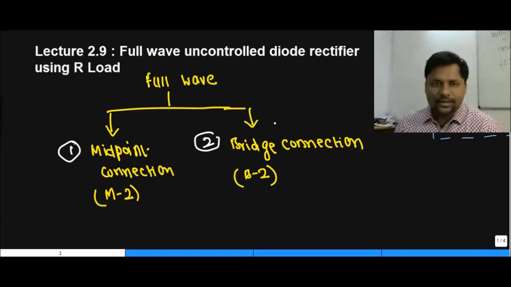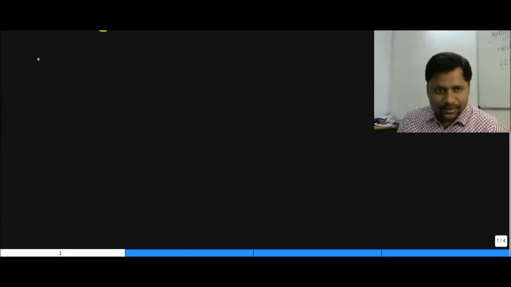Here now we are going to learn lecture number 2.9, called full wave uncontrolled diode rectifier using R load. In the full wave rectifier, we have two categories. The first category focuses on the midpoint connection and different types of loads. The second category focuses on the bridge connection having different types of loads. So let's first move on to the first category, called the midpoint connection.